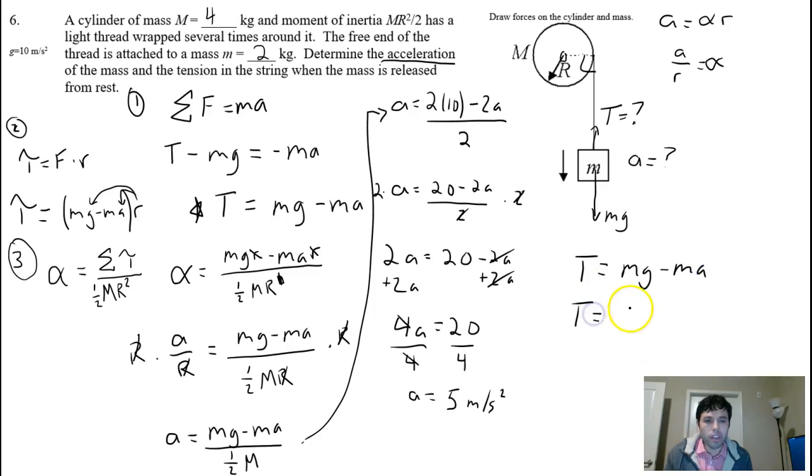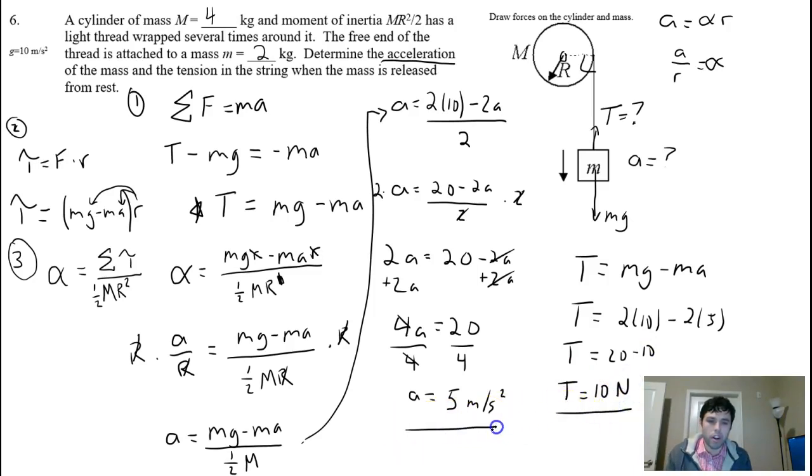So T is little m was 2, g is 10, minus 2, and now we know a is 5. So this is going to be easy. So this is going to be 20 minus 10. So the tension force is 10 newtons. So there we go. This answer here and an answer there, and we got it.